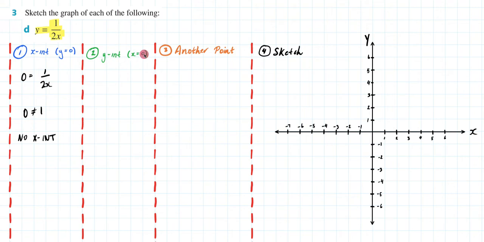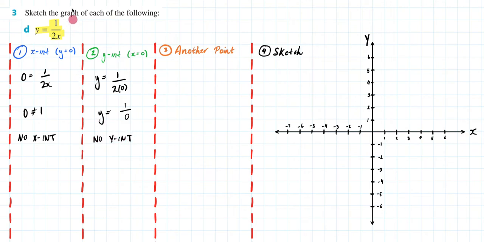Next, I find my y-intercept. To do this, I let x equal 0. So I'm going to get y equals 1 over 2 times 0. 2 times 0 is 0. 1 over 0 is undefined, so there are no y-intercepts.